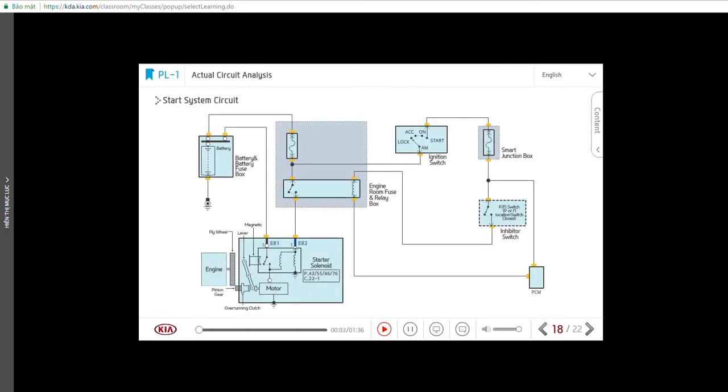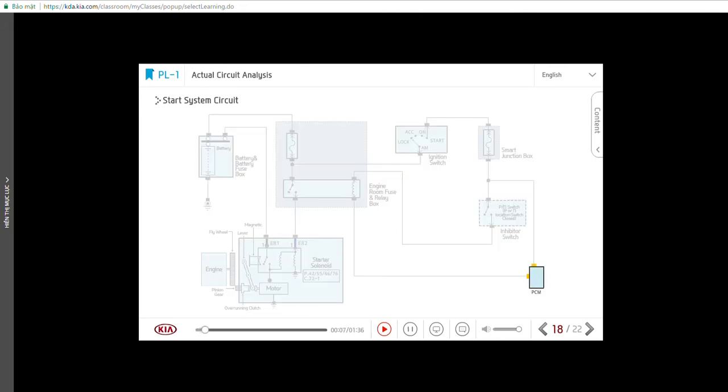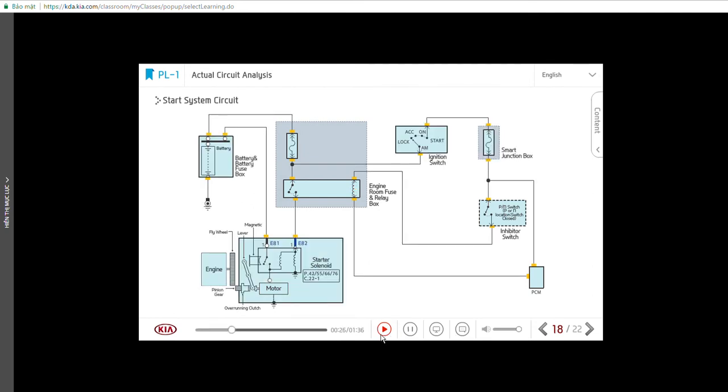In the case of the start system circuit, the PCM receives the start switch signal and controls the start relay. If the inhibitor switch is not at P or N, power is not supplied to the relay coil, and the starter motor does not operate. Let's analyze the circuit. Move the play bar to learn about the start system when the shift lever is at P or N.